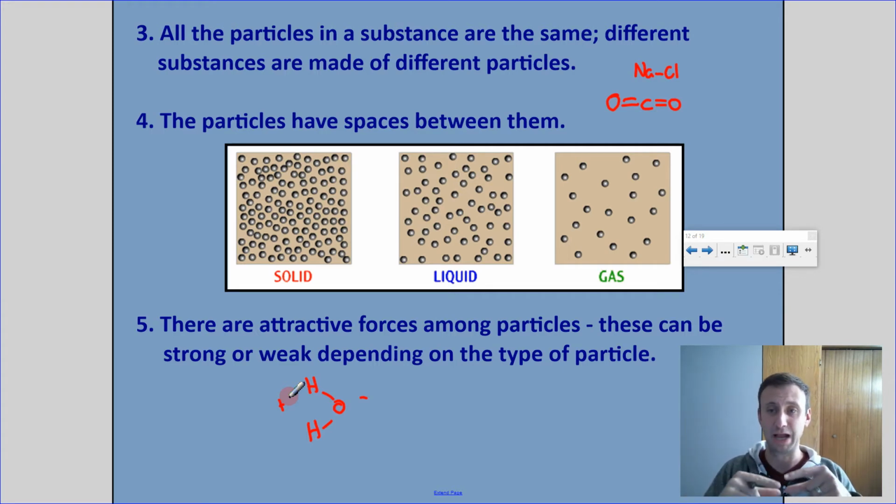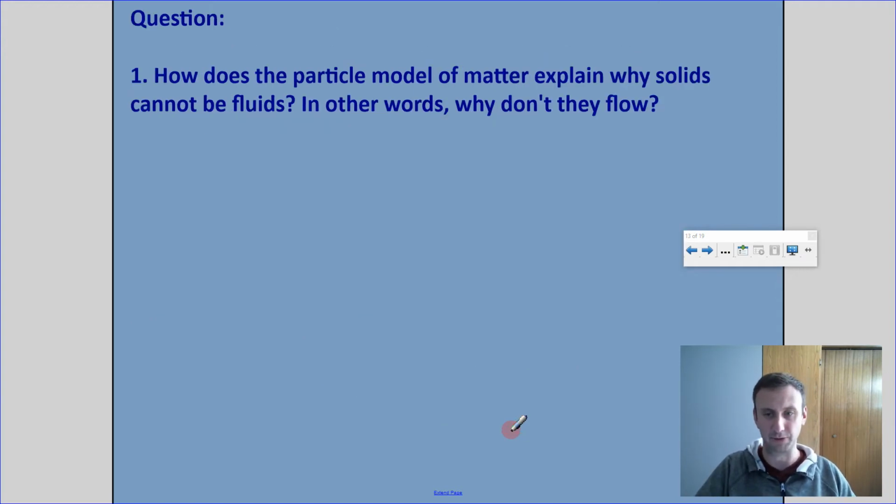Water has extremely high what we call cohesion, which is water sticks really well to other water. And that's why when you have droplets of water on a table or something, you can actually see how it does this shape where it's like this, right? And that's because of the high cohesion that water has. Anyways, number 5, there are attractive forces among particles, and these can be strong or weak depending on the type of particle we have.